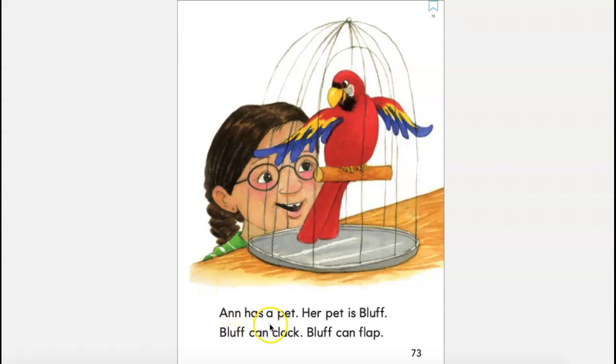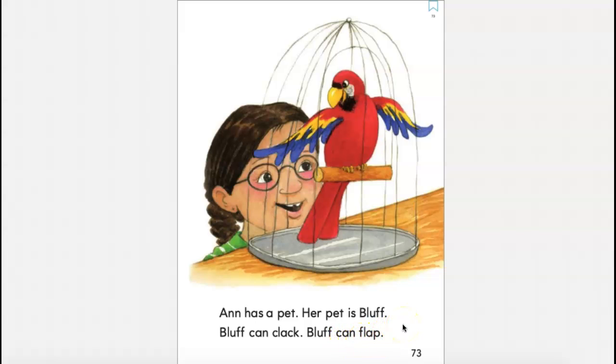Anne has a pet. Her pet is Bluff. Bluff can clack. Bluff can flap. Let's read it together. Anne has a pet. Her pet is Bluff. Bluff can clack. Bluff can flap.